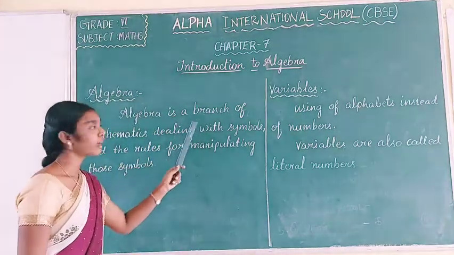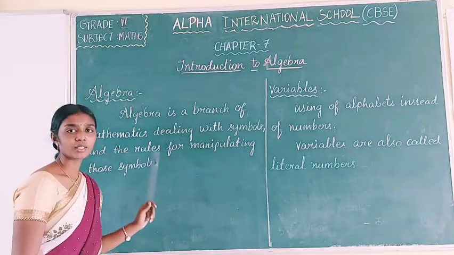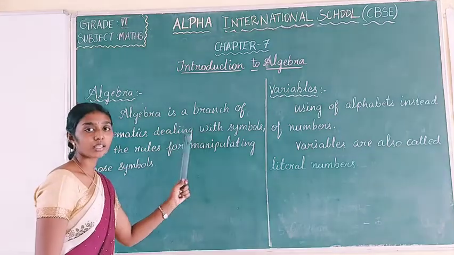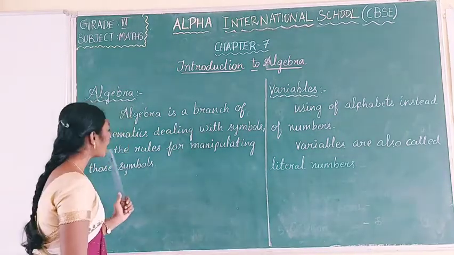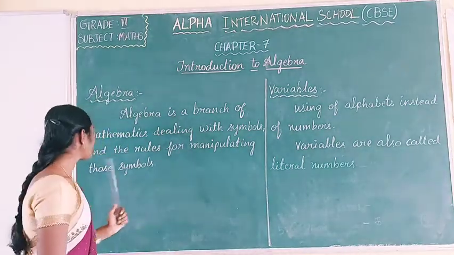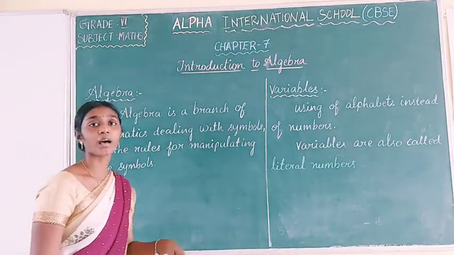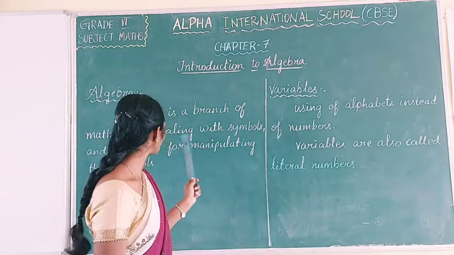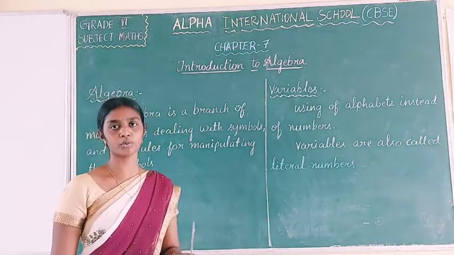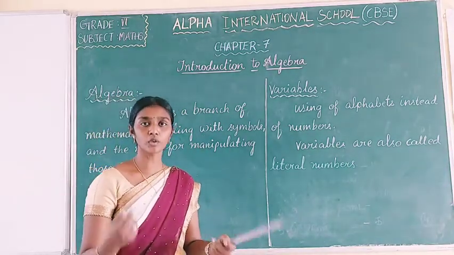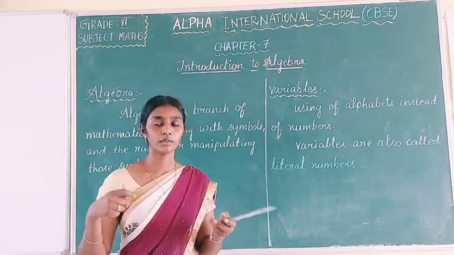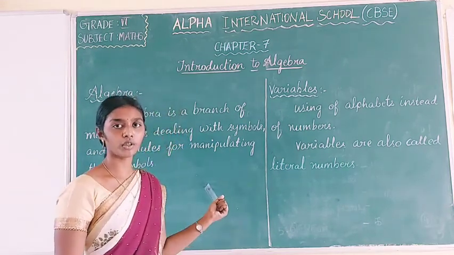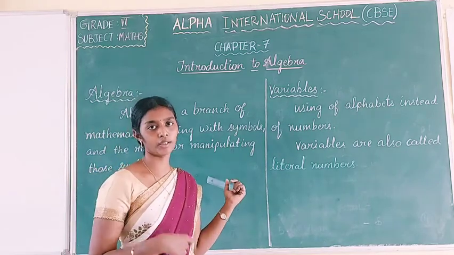Algebra is a branch of mathematics. It is also a branch of mathematics that deals with symbols and the rules for manipulating those symbols. See here, it deals with the symbols only, and it also manipulates the rules. Using the symbols, it frames some rules. I will teach you how we frame the rules for given information.